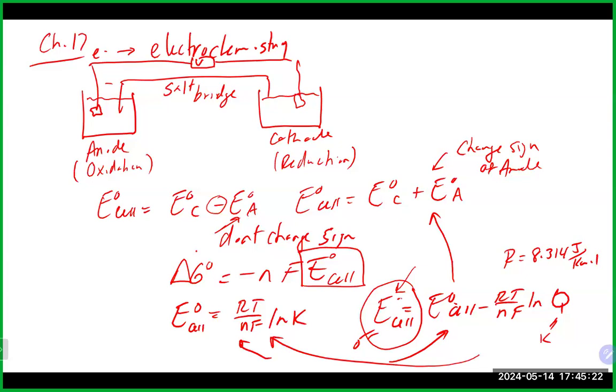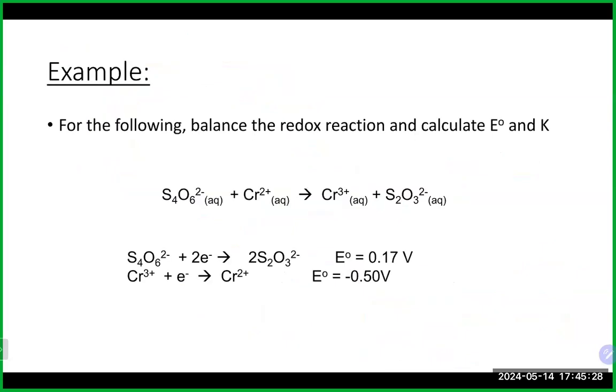Any questions on any of that stuff? I think we talked about it last time, and I think we did a Nernst equation example. So I think we have perhaps this one to go. For the following, forget about balancing the equation. Why don't we just calculate E and K for this reaction, see what you come up with here.